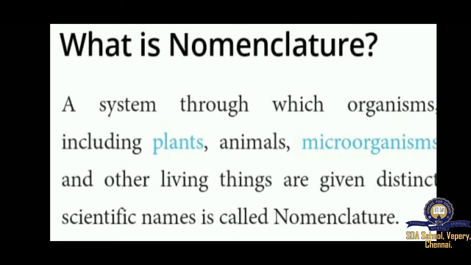What is nomenclature? A system through which organisms, including plants, animals, microorganisms, and other living things, are given distinct scientific names is called nomenclature. In biology, each group of organisms, be it plant or animal or microorganism, is already classified under special divisions according to similarity and features. Therefore, living organisms should also have a common naming system that makes it easier to understand them better. A common system of naming is essential so that it is widely accepted throughout the world.